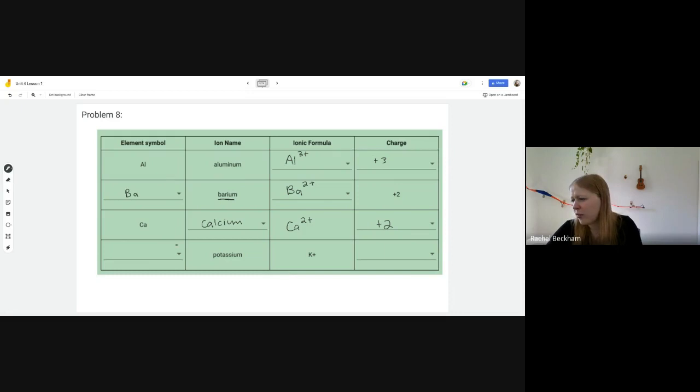Okay. Last one, we need the symbol for that. And we can kind of look right here. You can figure out what the symbol is going to be. It's going to be K for potassium. And the charge for this one, it already tells you what charge it has. It's just going to be +1 because it's just K+. So that just means that it has a +1 charge because it's not listing anything else.